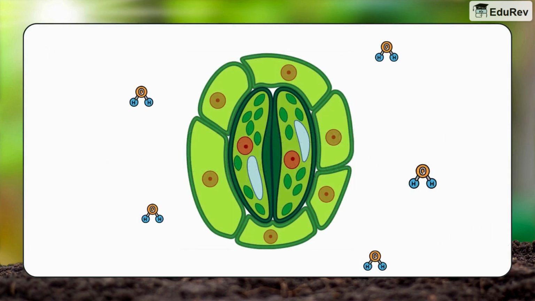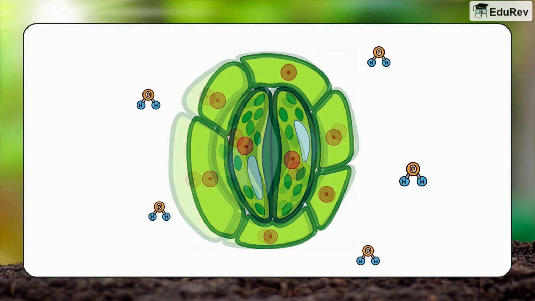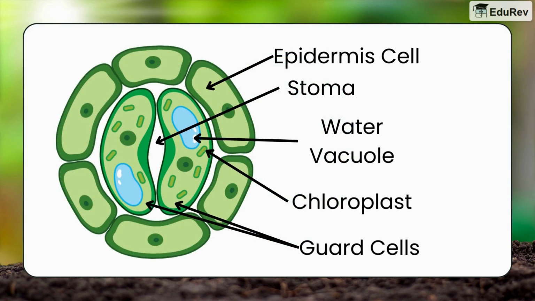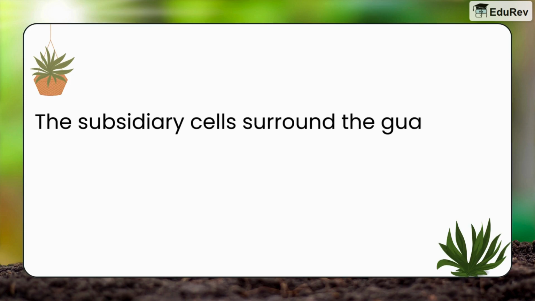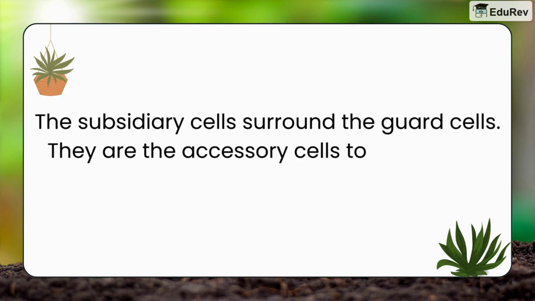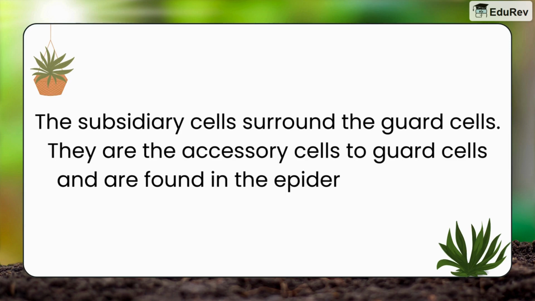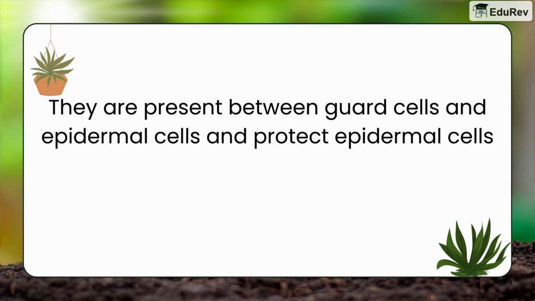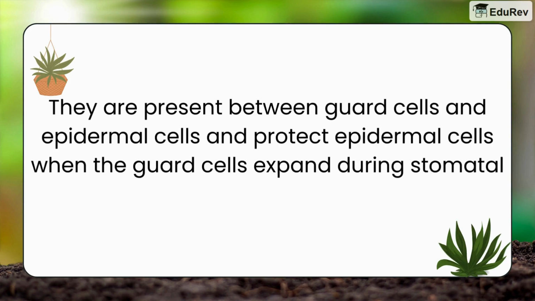When the guard cells do not have water absorbed in them, they become shrunken and close the pores, and as soon as they absorb the stored water, it opens. The cell wall surrounding the pore is tough and flexible. The chloroplasts contain chlorophyll and capture light energy. The subsidiary cells surround the guard cells. They are the accessory cells to guard cells and are found in the epidermis of plants. They are present between guard cells and epidermal cells and protect epidermal cells when the guard cells expand during stomatal opening.